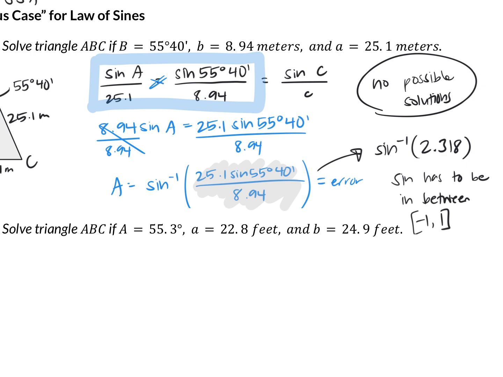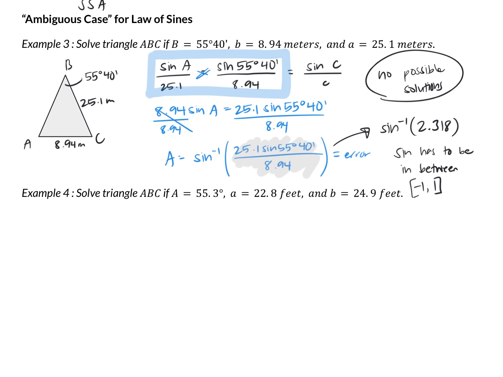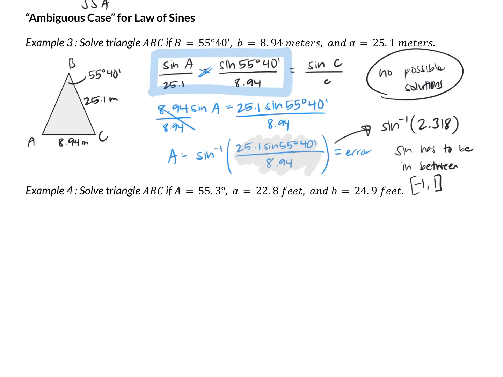Okay, now we don't technically really need to remember this interval, because if you plug it in the calculator and you get error, then that tells you right then and there that there's no possible solutions, right? But that's kind of the why behind why there's no possible solutions there. Okay, so that's one possible outcome if you have an ambiguous case.